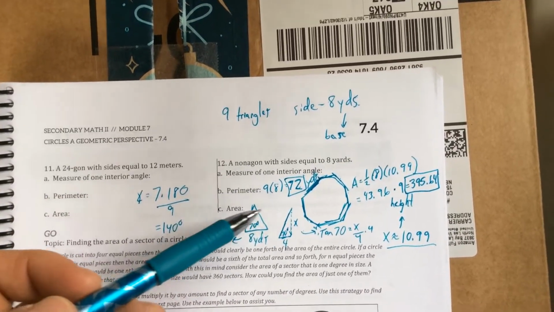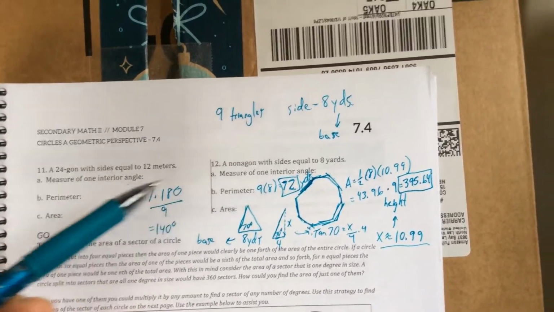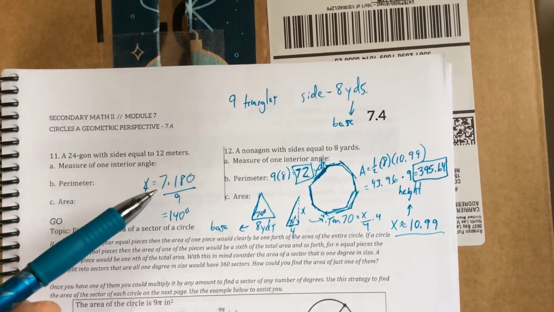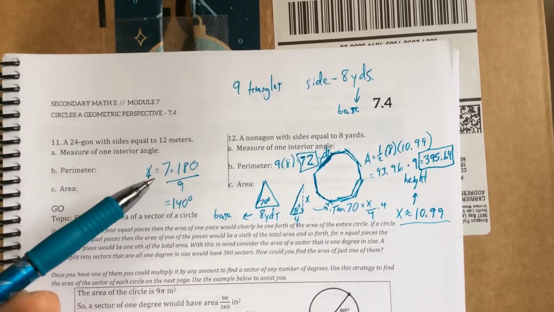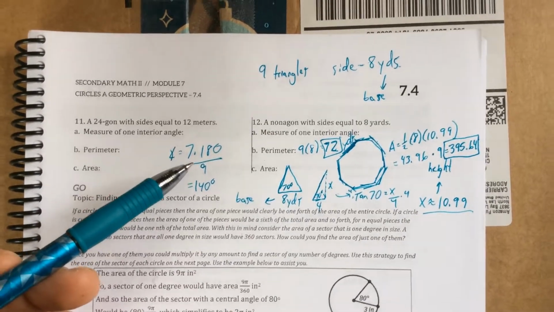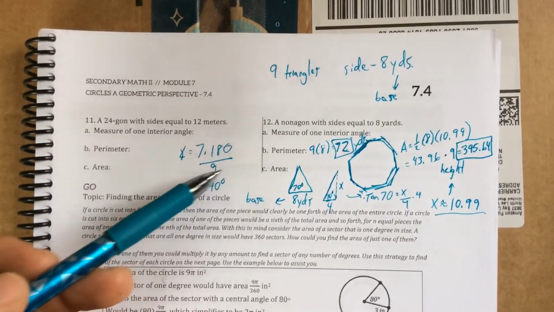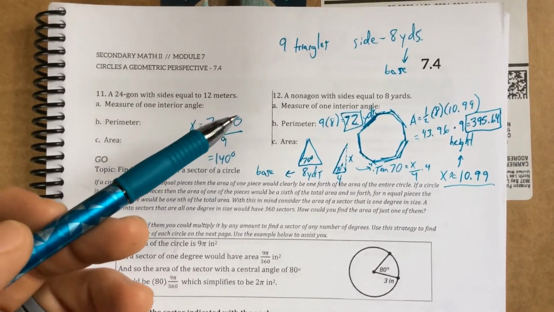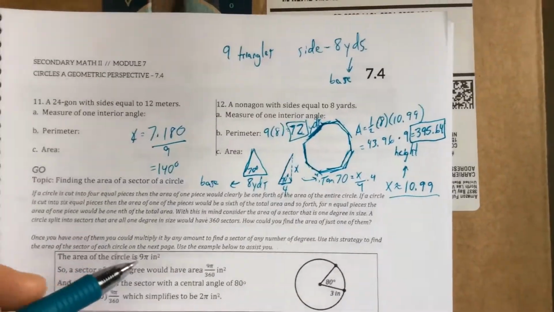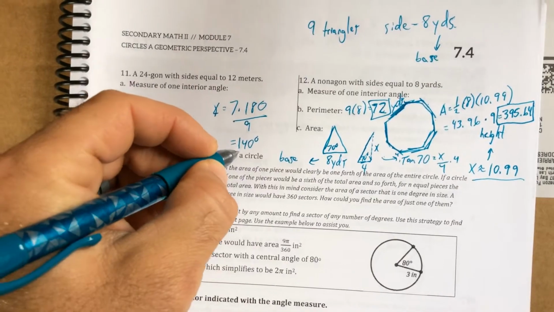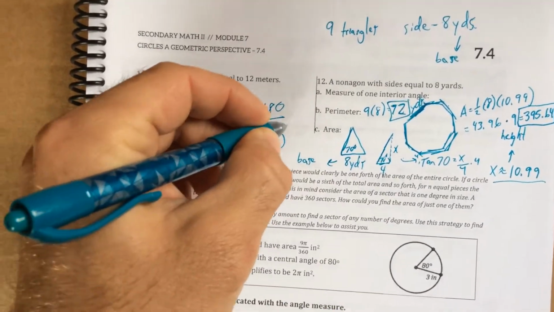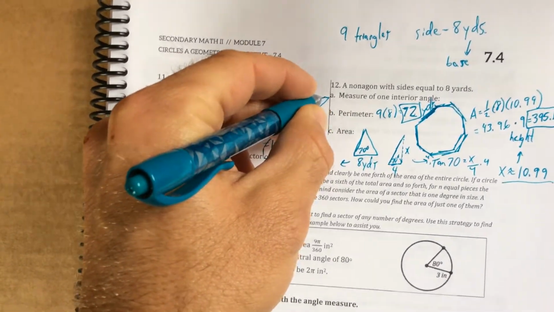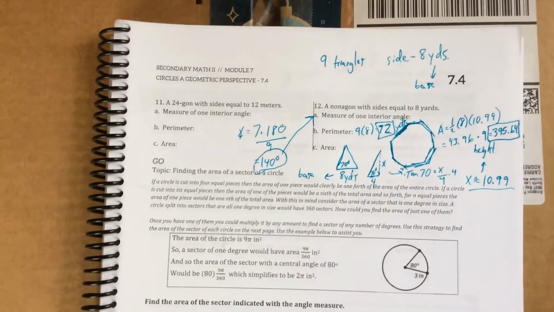That's the perimeter. Okay, now to get the angle, that's over here. Remember, it's the amount of sides minus 2. So in this case, it'd be 7 times 180, and then divided by the amount of sides, which is 9. So if you do 7 times 180 divided by 9, that comes out to 140. So this is A.